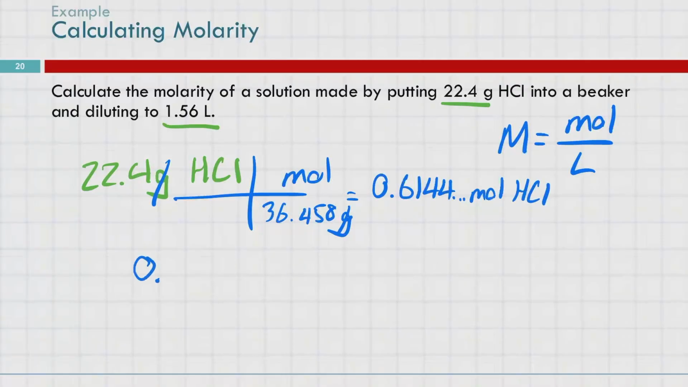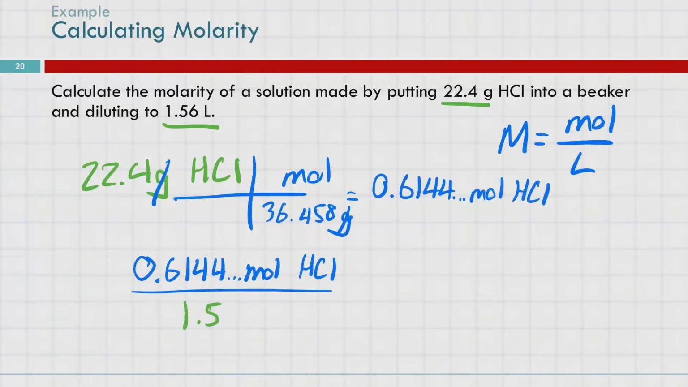We take that number with all of its decimals, and we divide it by liters. And we put that into our calculator. We get 0.394. What are our units?